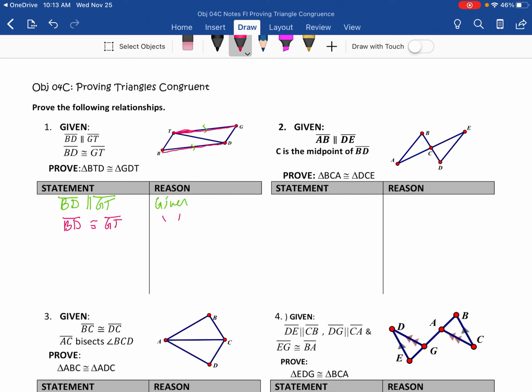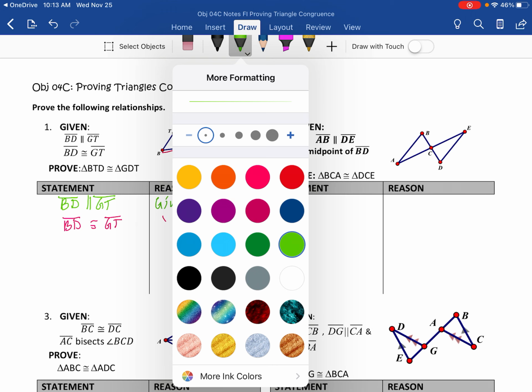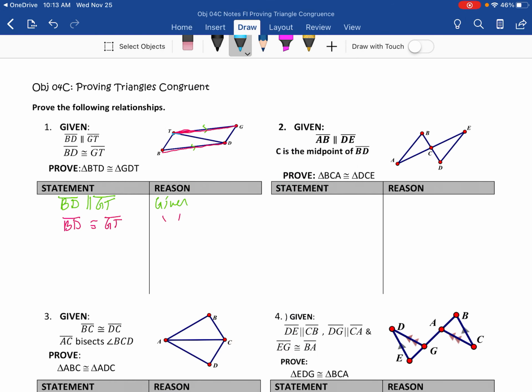Right now, I only have one thing, and I need 3 things to prove congruence. So I look for things like, do I have reflexive property? Okay, so I look at this here, and I realize that I do. I know that DT is congruent to DT. So that's going to be reflexive property. So I have one thing here, I have 2 things. Now I'm looking for a 3rd thing.